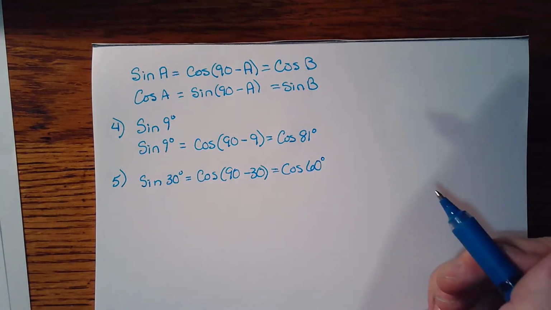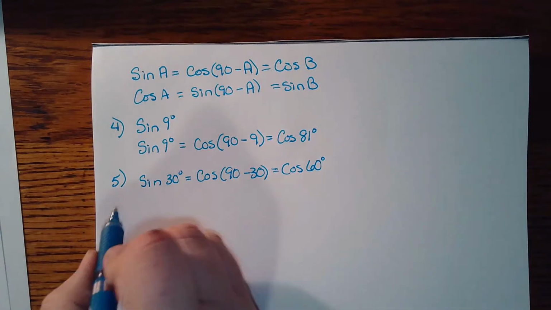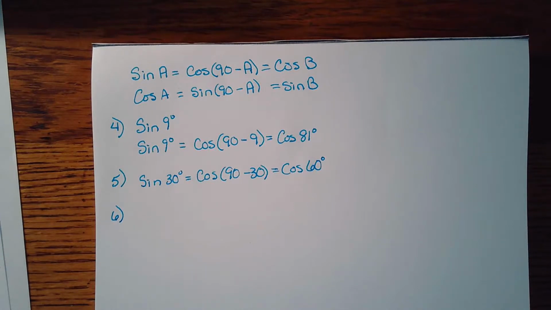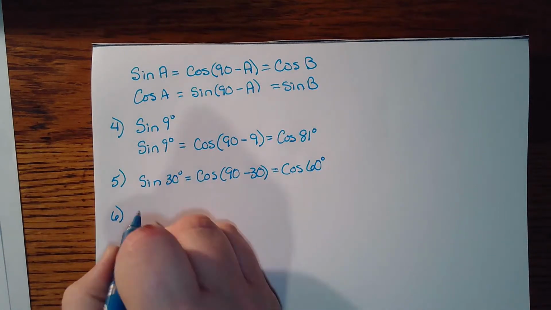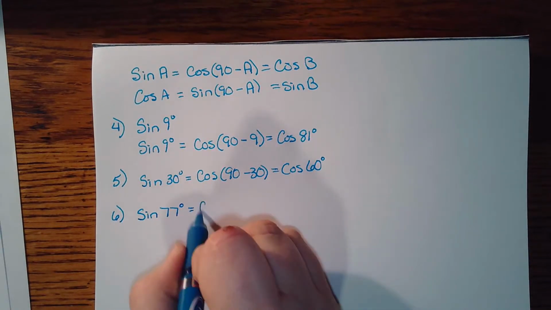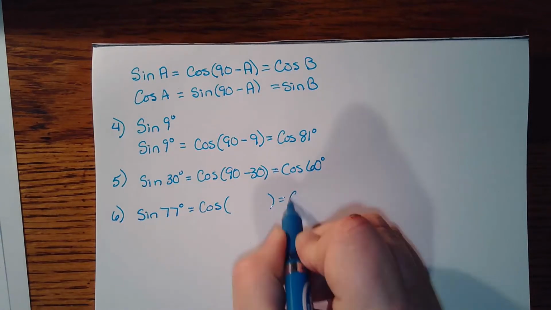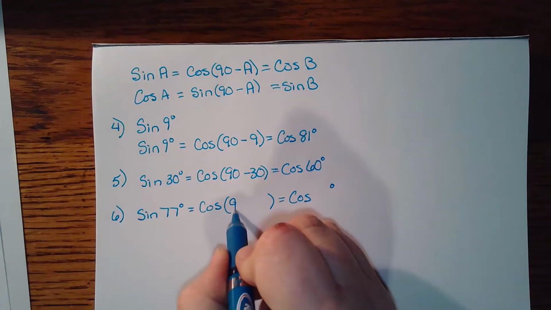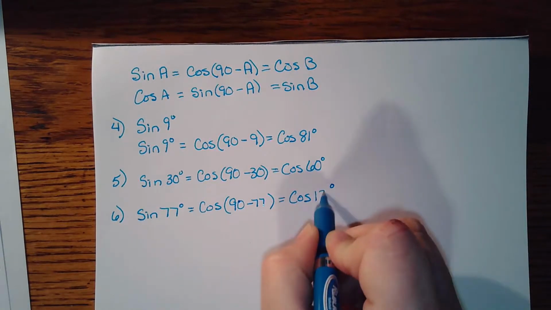So now I want you to try number 6. It is the same thing, so pause the video. I want you to give me what the cosine is going to be for sine 77 degrees. You fill that in, and it's going to be cosine something degrees. So pause the video and go from there. Okay, let's check it. I'm going to have 90 minus 77, which is 13 degrees.